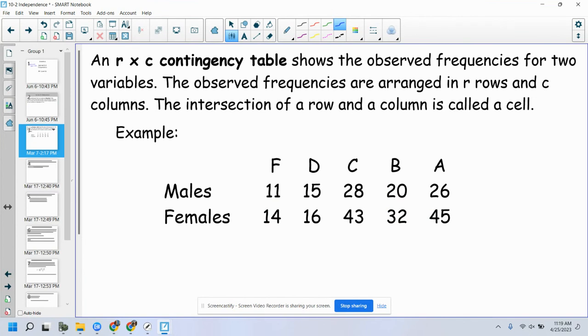Now, it says an R by C. That just means R by C, row by column. That's going to be replacement numbers. A 2 by 5, a 3 by 4, a 5 by 5. An R by C contingency table shows the observed frequencies for two variables. The observed frequencies are arranged in R rows and C columns. So in this case, this is a 2 by 5 contingency table, right? The intersection of row and column is called a cell. It's kind of like a matrix, right?